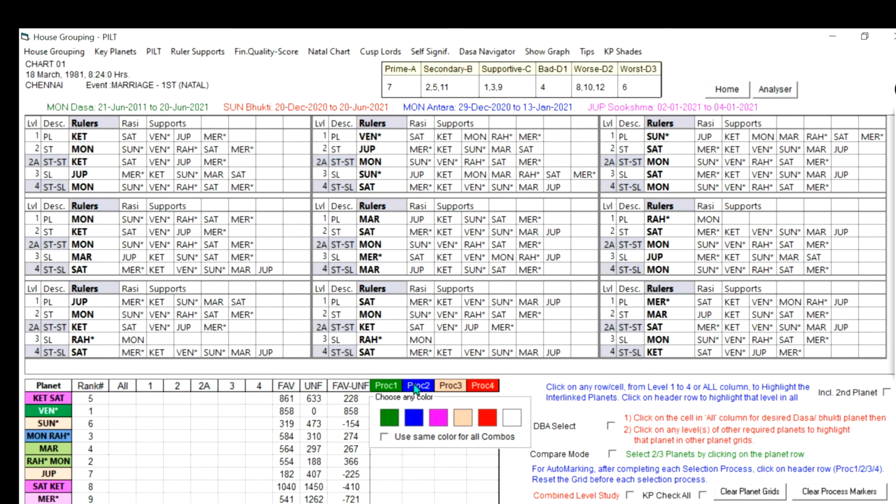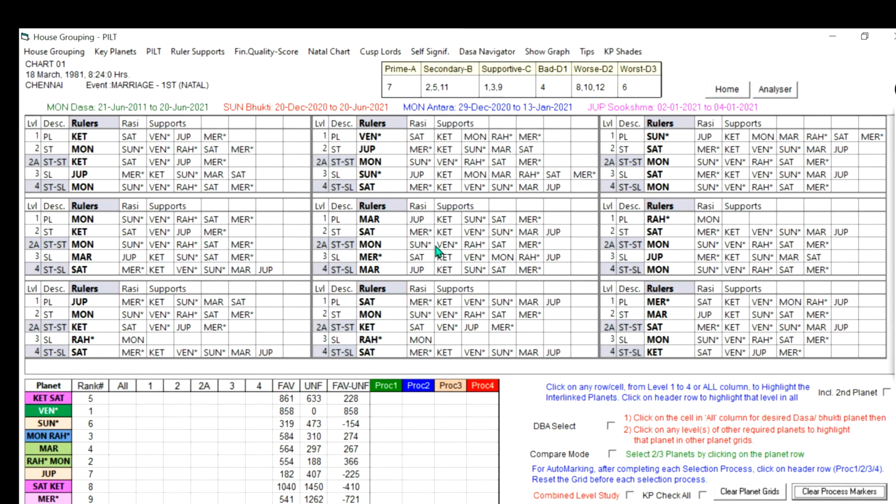Suppose in the second process you want to give red color to that planet. It is given blue for your identification only, but you can change it to red also. So whatever planets you want to check, and whatever color you want to give for easy identification, for easy marking, you can do it. Otherwise it is not required, you can do it on your own. The same process you can do with just the selection process, or you can make use of this also.